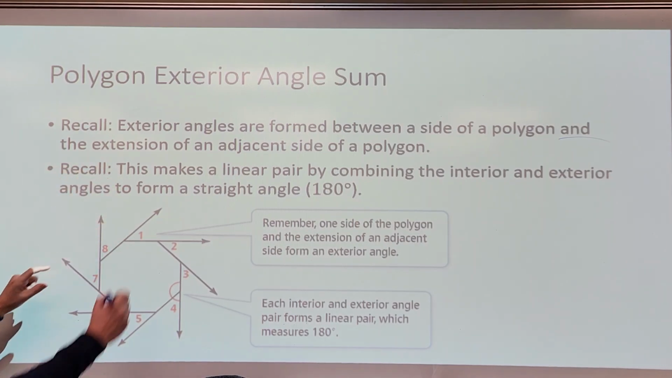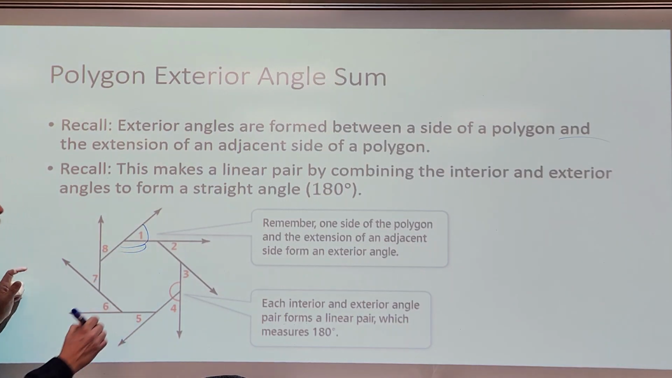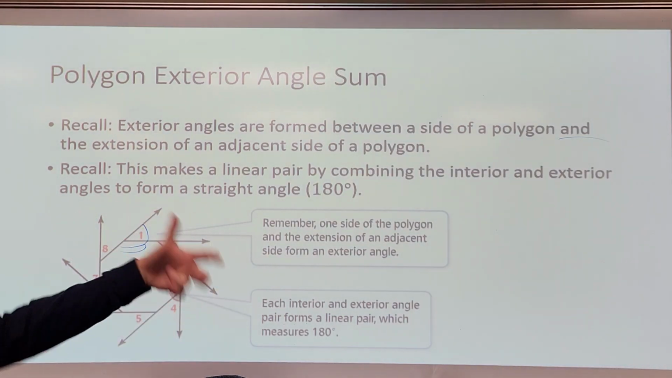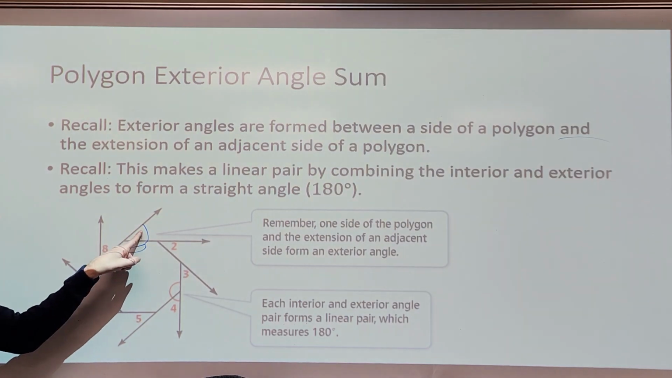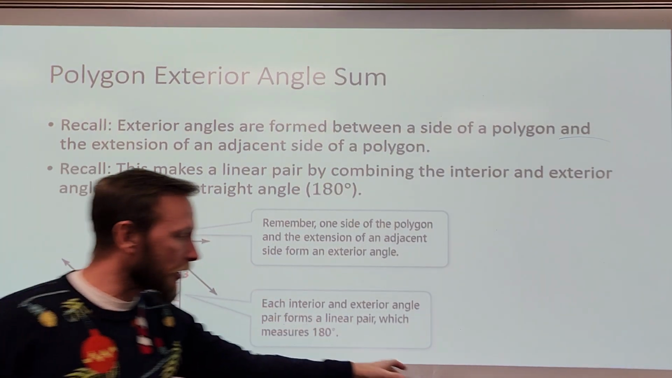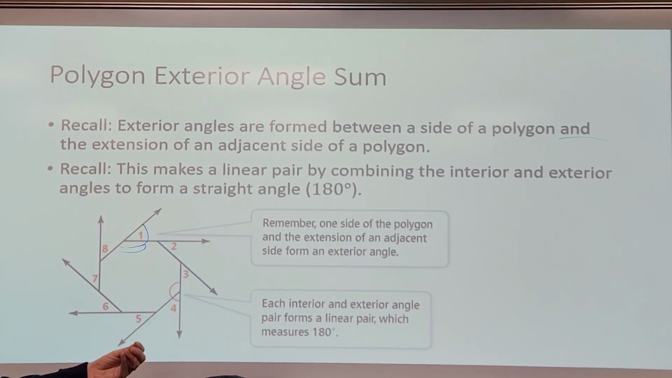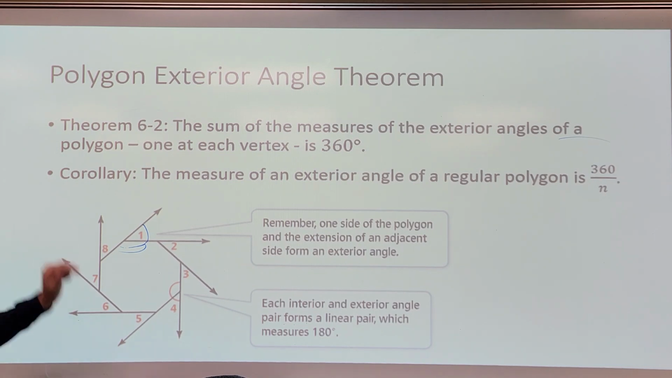So what the big deal is here is that this angle and that angle are a linear pair, right? They are supplementary angles. Together they make a straight angle. So we know that this angle plus that angle makes 180. That's kind of the big deal that we want to remember from Chapter 2, Lesson 3. We're exploring it again here in Chapter 6, Section 1. But here's what we know.